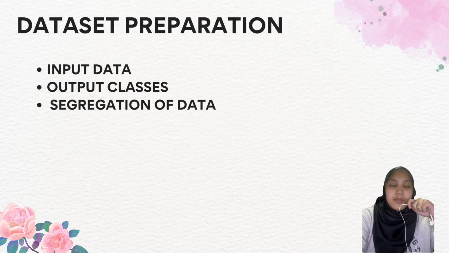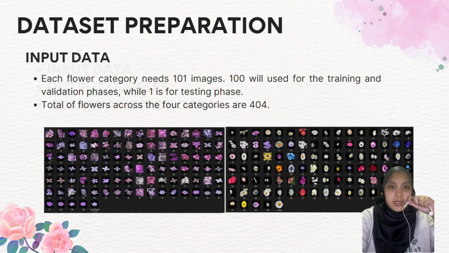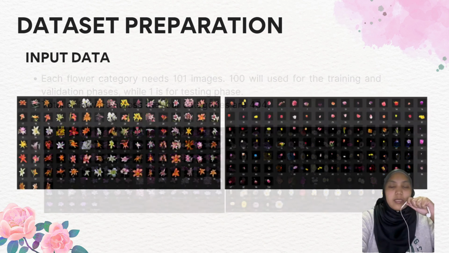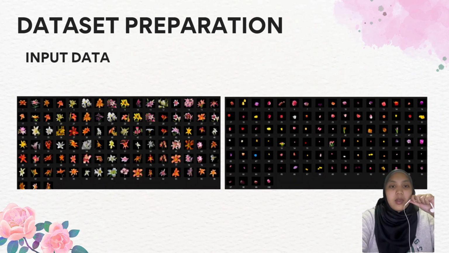Next is dataset preparation. We have three parts: input data, output classes, and segregation of the dataset. First, for the input data, each flower category needs 101 images. 100 will be used for the training and validation phases, while 1 is for the testing phase. The total number of flowers across the 4 categories is 404. These are examples of our flowers by category.